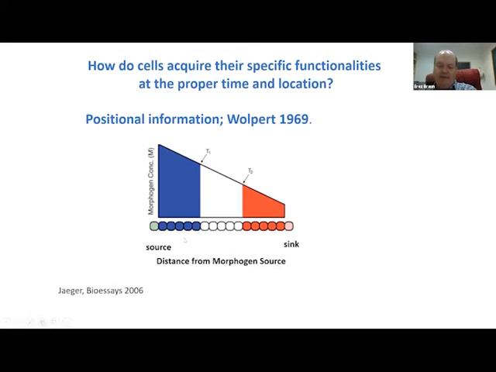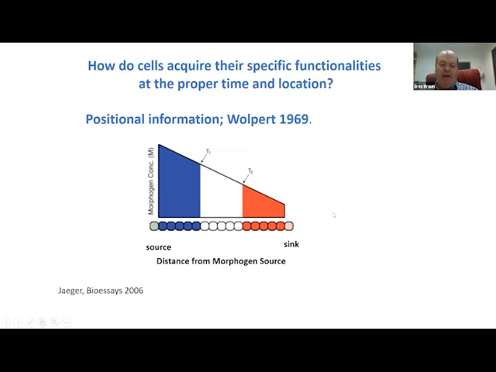Okay, so this doesn't require any sophisticated thing. Even if you have a source and a sink, you have a gradient. But then, of course, it's a very simplistic view of what's going on, and you have to assume very sharp thresholds in order to get a sharp patterning of cell differentiation.